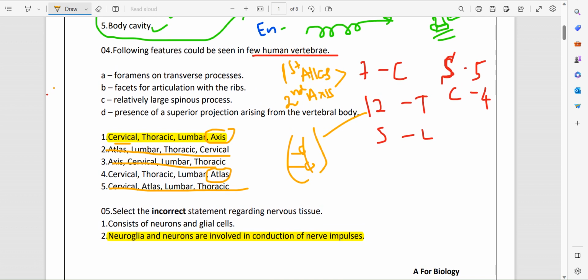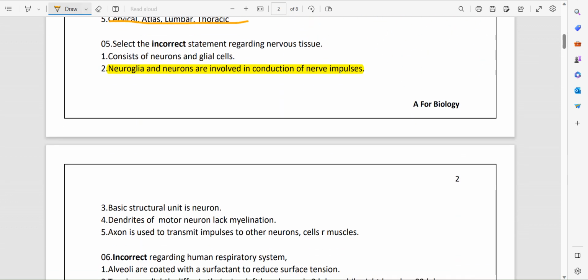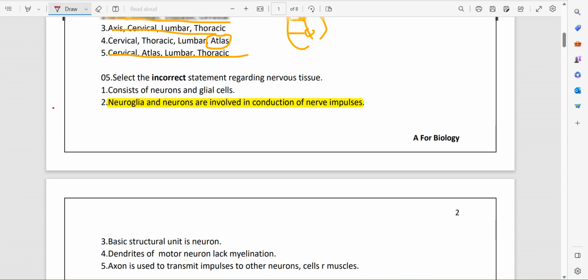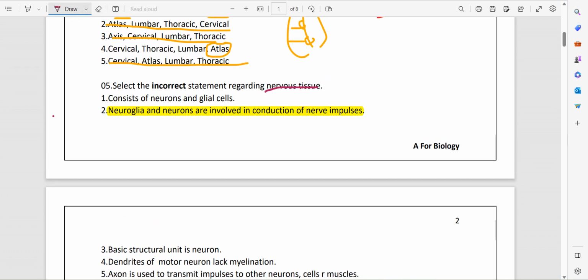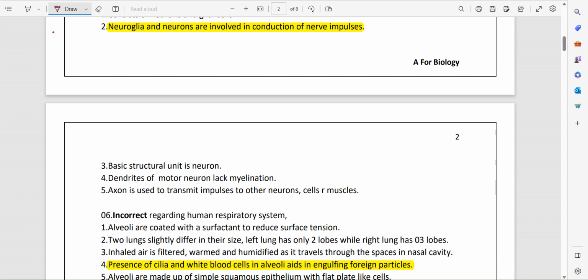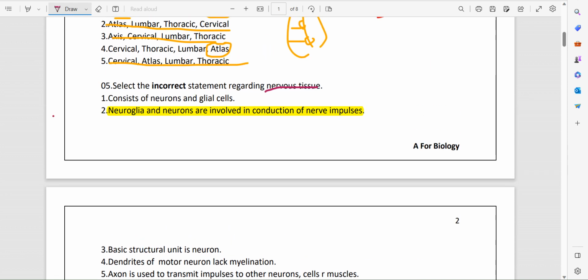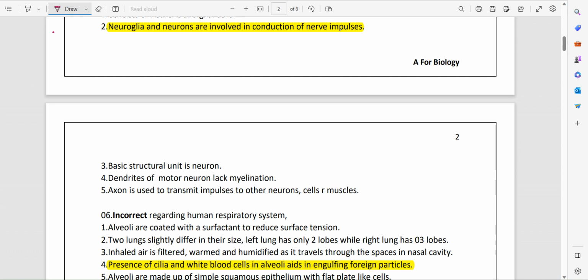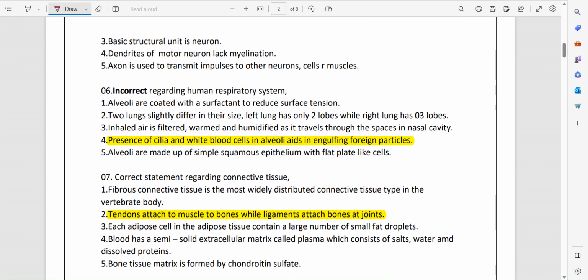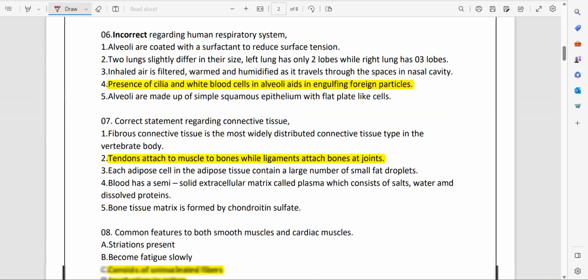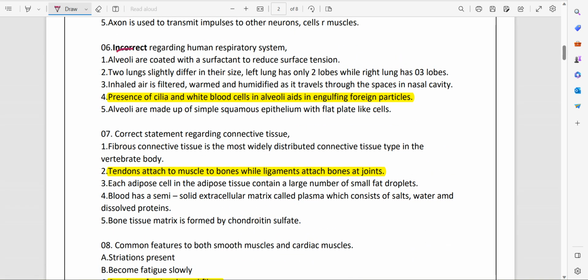So the next question: select the incorrect statement regarding nervous tissue. The point here is that only neurons are involved in conduction, but glial cells are not. Glial cells are involved in supporting the neurons in order to carry out their function. I have done the theory about this in a video, I guess, so you can refer to that if you need further information about nervous tissue. Okay, the sixth one: incorrect regarding the human respiratory system.